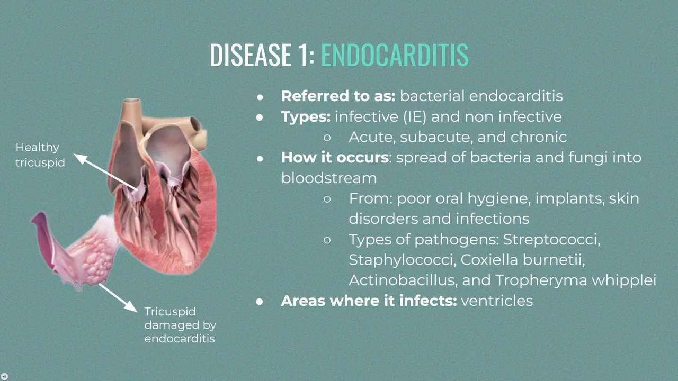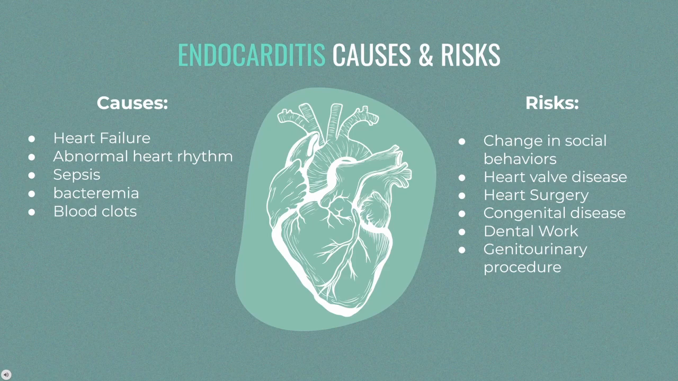The few types of bacteria and fungi that could enter your bloodstream are Streptococci, Staphylococci, Coxiella burnetii, Actinobacillus, and Tropheryma whipplei. The strep and staph account for about 80% of cases. Endocarditis can cause heart failure and abnormal heart rhythm. This is due to the amount of bacterial buildup in the valves, which makes the heart not pump correctly. This is the reason why we get abnormal heart rhythm, and the heart is providing less oxygen to the body, which leads to heart failure.